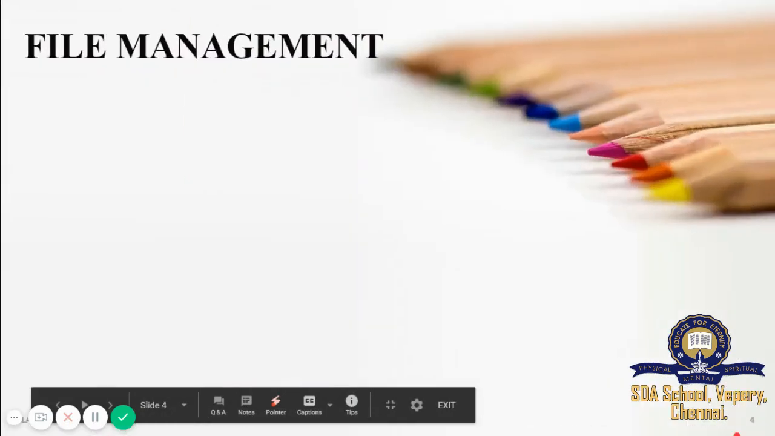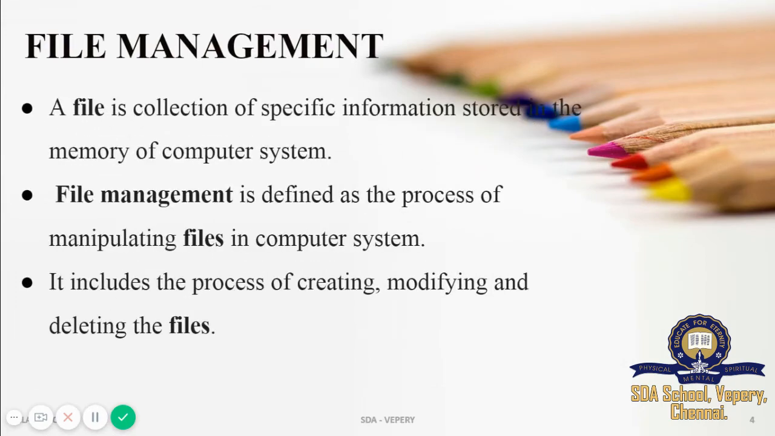Okay, and what are the contents of file management? A file is a collection of specific information stored in the memory of a computer system. If you take an MS Word document as an example, that is a file. If you take a single audio file, that is also a file, and an Excel mark sheet, even that is a file. So each and every piece of information which you store in any format or any extension, we call that a file. And that file you need to store in a computer system for later use.